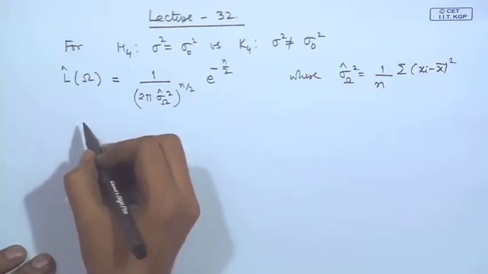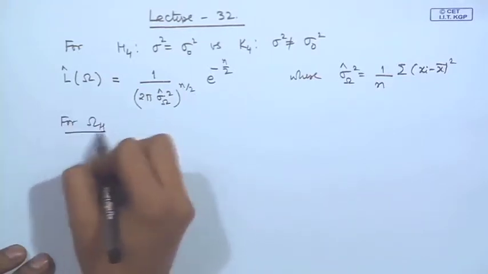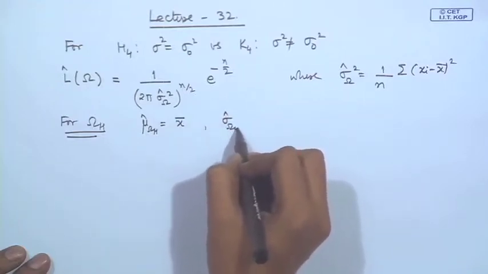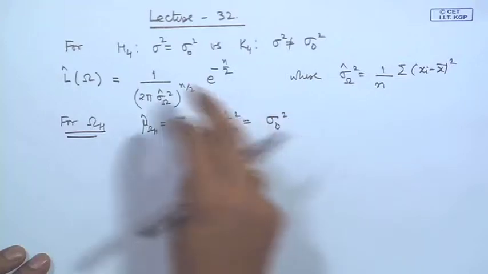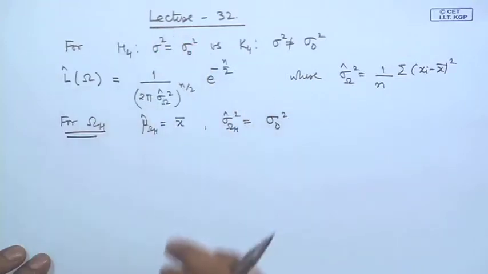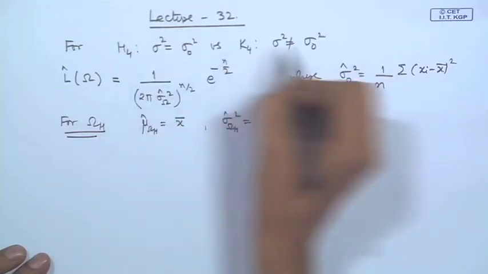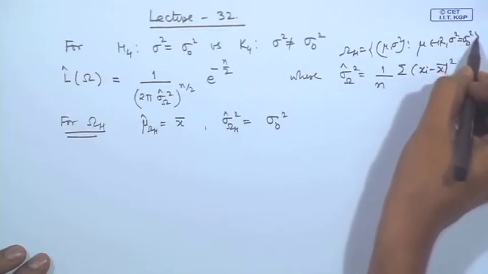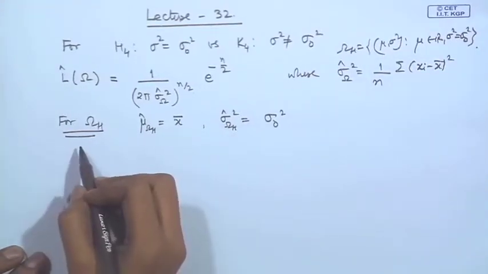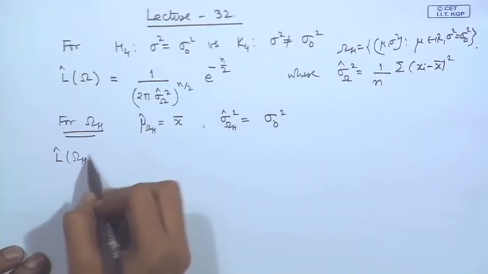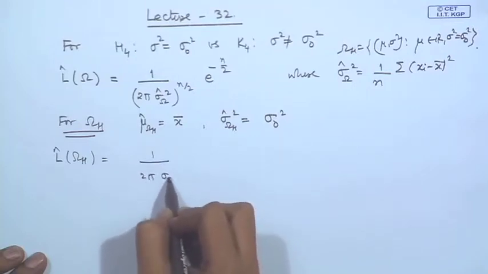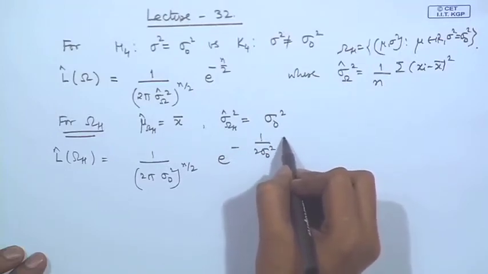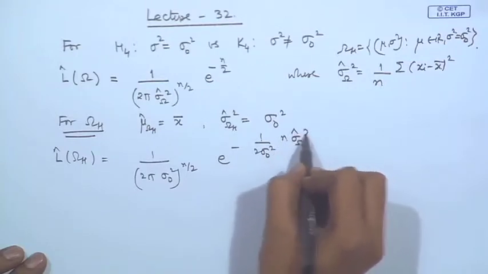Now, when we are considering omega H, then mu hat omega H remains the same. However, sigma omega H hat square is actually equal to sigma naught square, because this is a point null hypothesis, so only one value will come. Your omega H is actually mu, sigma square, where mu is real and sigma square is equal to sigma naught square. So, L hat omega H will be equal to (1 by 2 pi sigma naught square) to the power n by 2 e to the power minus 1 by 2 sigma naught square and n sigma omega hat square.